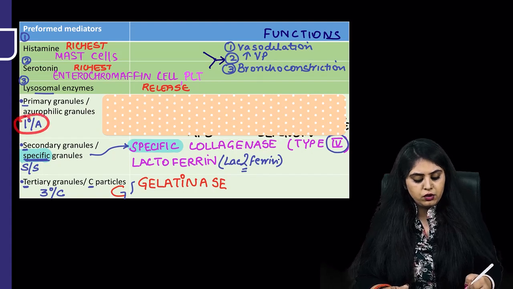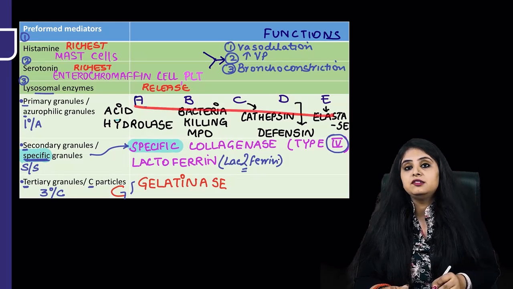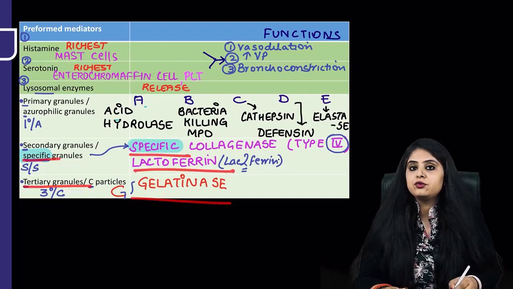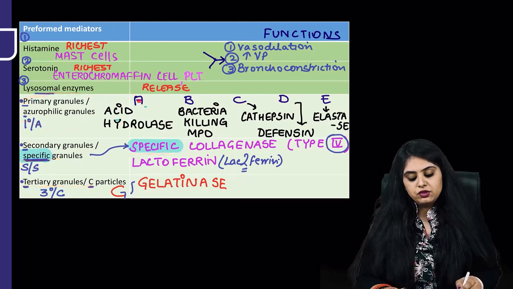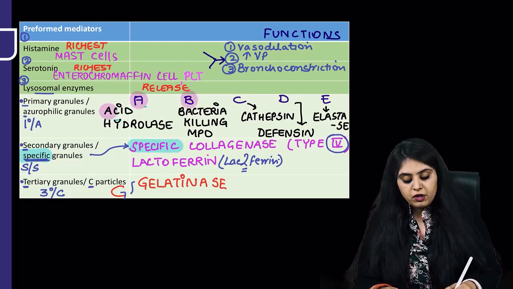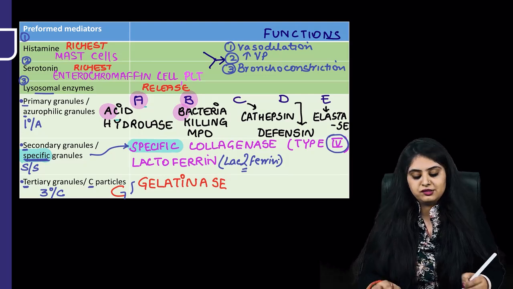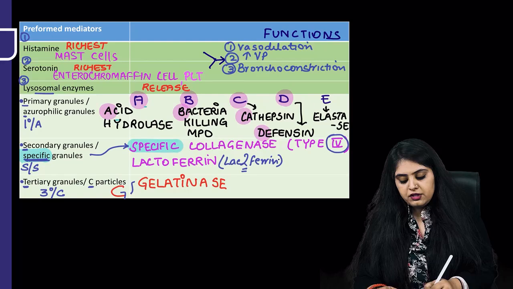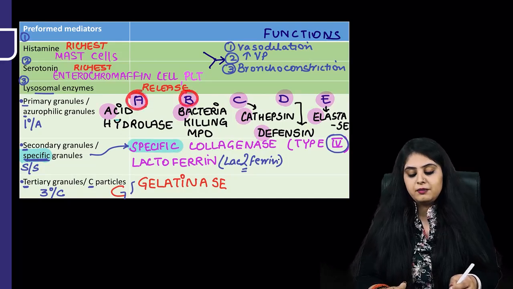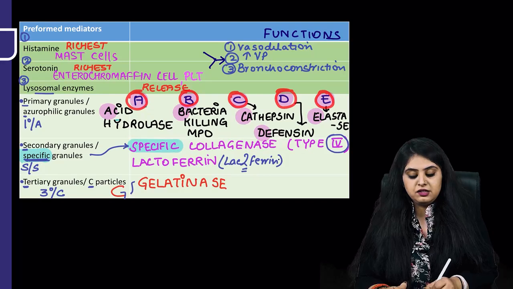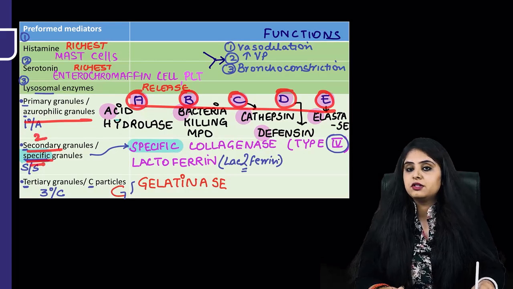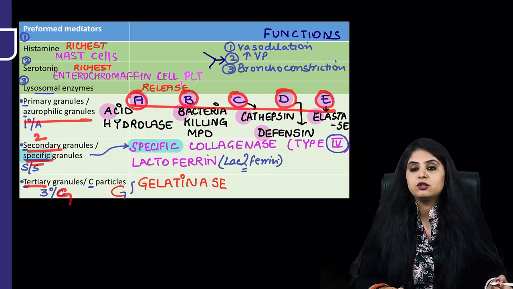And in primary class, what did all of you learn? In primary class, we used to learn A, B, C, D, E. Or you can also learn that from tertiary gelatinase comes, from specific lactoferrin comes, so everything else comes from primary. Just read them one by one, A, B, C, D, E. A stands for acid hydrolase. B is for what kills the bacteria in phagocytosis? Myeloperoxidase. C for cathepsin, D for defensin, and E for elastase. So please remember, we have acid hydrolase, the bacteria killer myeloperoxidase, cathepsin, defensin, elastase. In primary class you learned ABCDE. Secondary, specific, is lactoferrin and specific collagenase, and tertiary, C particle, is gelatinase.